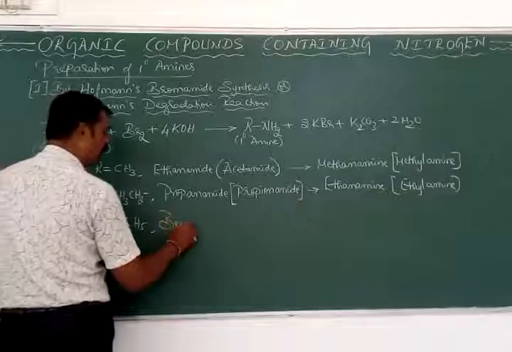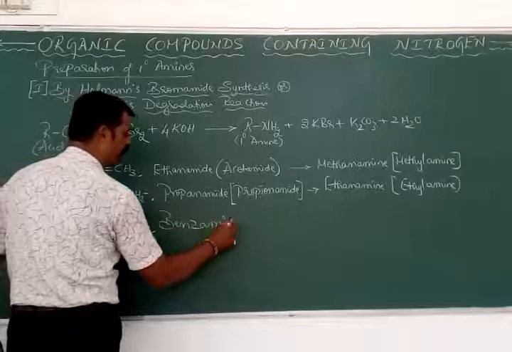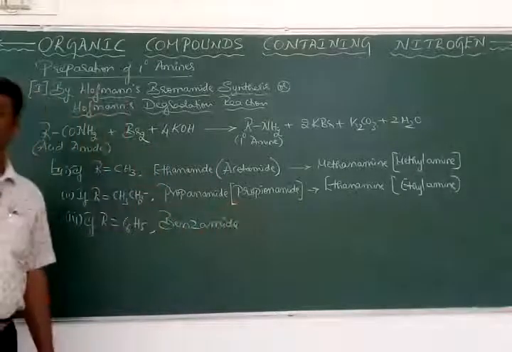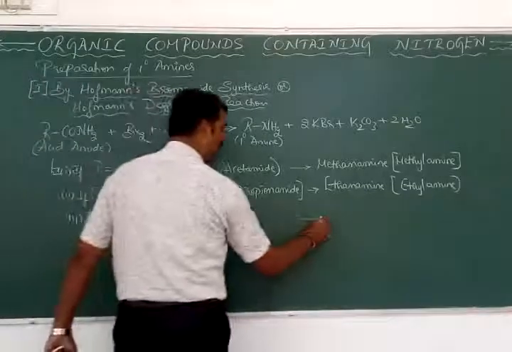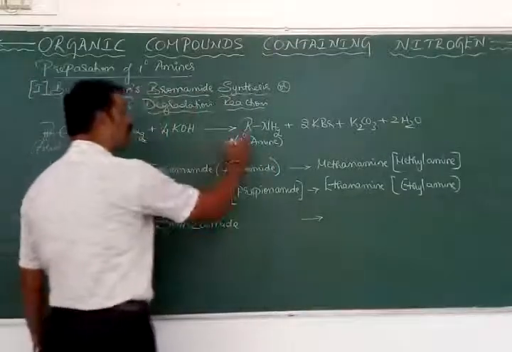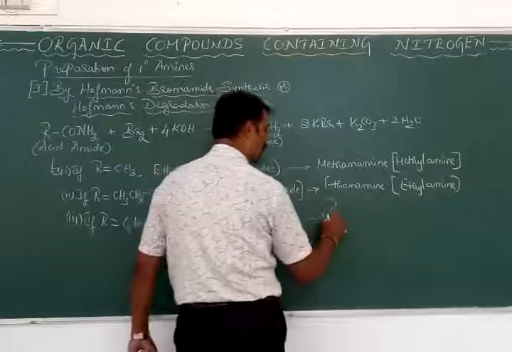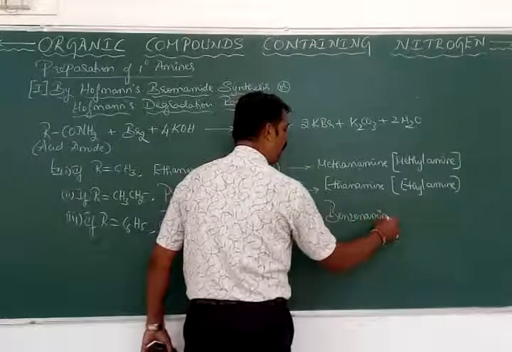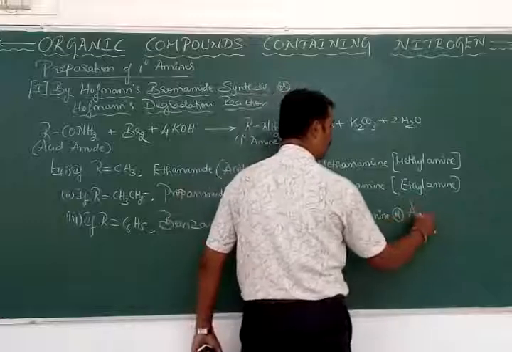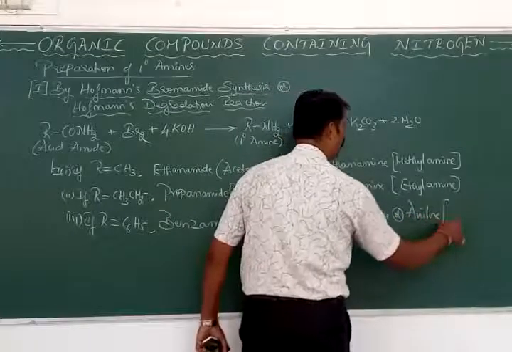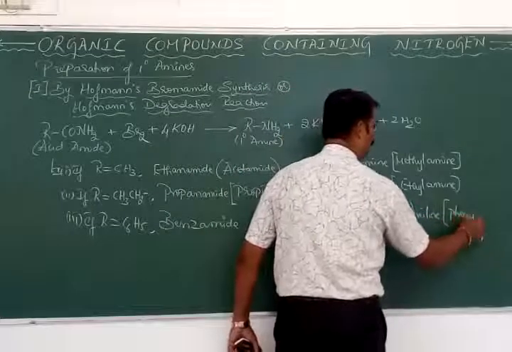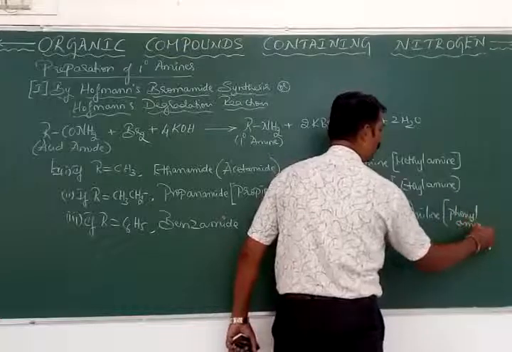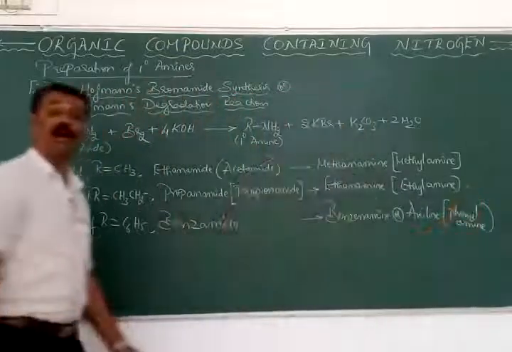C6H5CONH2 is called benzamide, an aromatic amide. The product, where R is equal to C6H5, is benzenamine, or sometimes it is also called aniline, and the common name for that one is the phenyl substituted amine, or phenylamine.